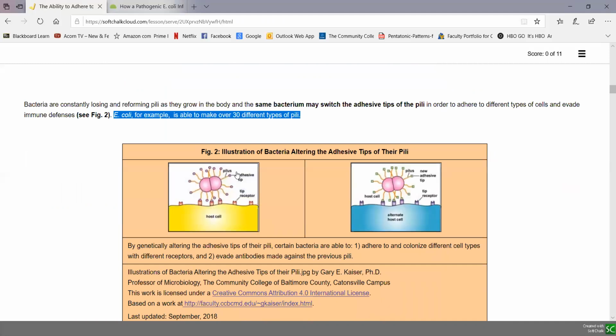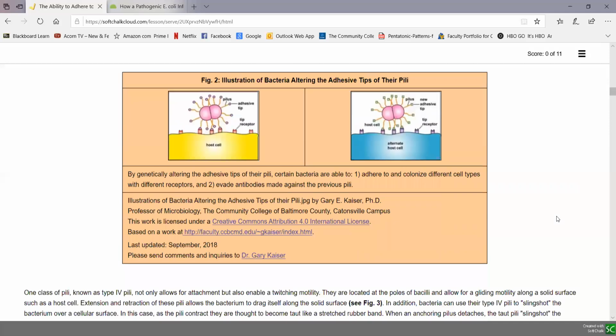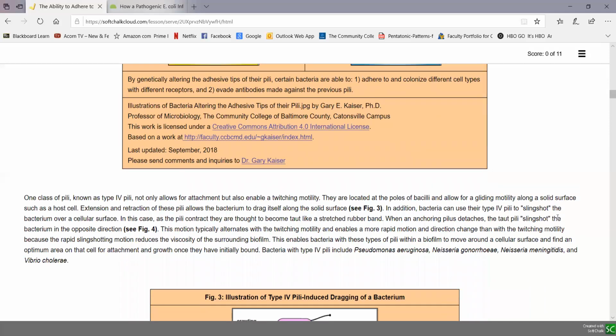So when it's making one type of adhesive tip, like this round one we see here, that would allow it to bind to receptors on this particular cell in the body. But another of that same organism may be making a different adhesive tip, allowing it to bind to a different receptor on an alternate host cell. So by being able to change the adhesive tips, the bacteria can adhere to a variety of different host cells with different adhesin receptors.